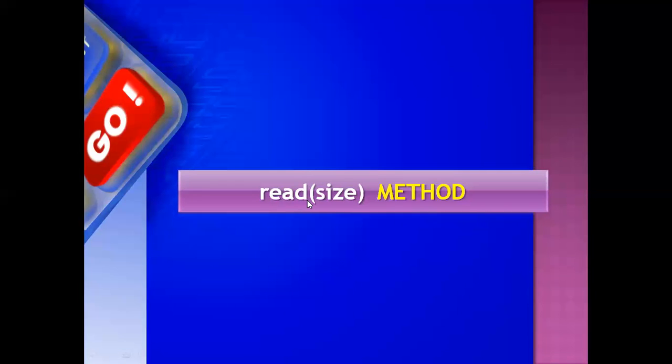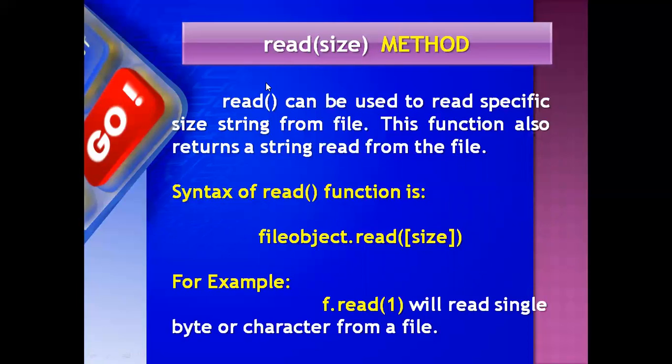And you can also give a read size here. This is the read size method. How to use it? Read can be used to read a specific size of string from a file. This function also returns the string read from a file. See the example. The syntax of the read function is file object dot read, and here you have to give the size. For example, f is the object name here, dot read 1. 1 is written, and any size you can give here.